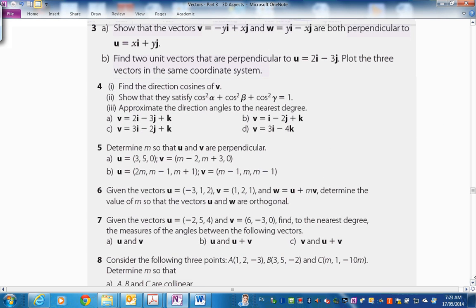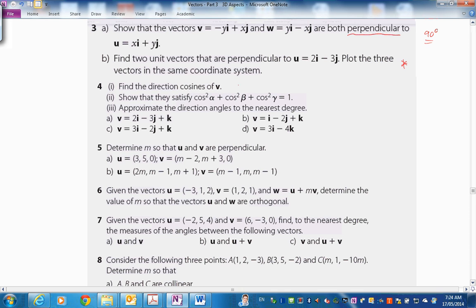I think there's about 20 of these. Show they're both perpendicular. Now that's better. Perpendicular is at 90 degrees. That's a word expected in the course, not orthogonal. Find 2 unit vectors that are perpendicular to that. Plot the 3 in the same coordinate system. Well, as long as that's 2-dimensional, that's okay. Don't try to plot things in 3D. You saw how hard it was when I was doing it.